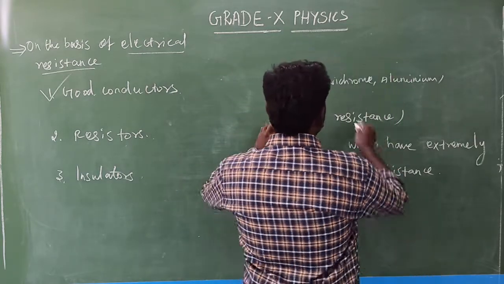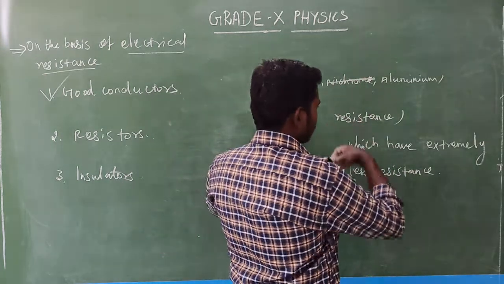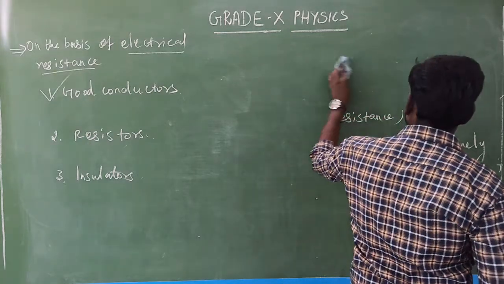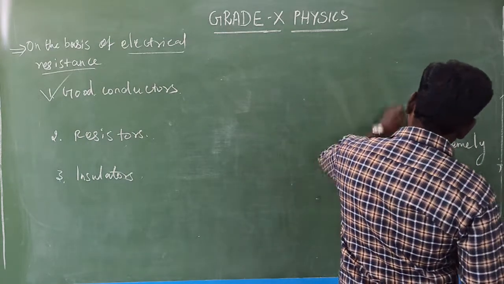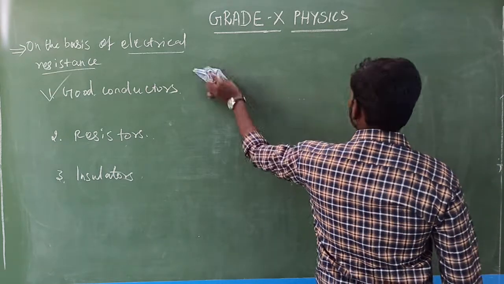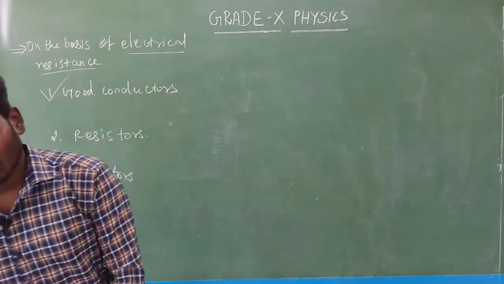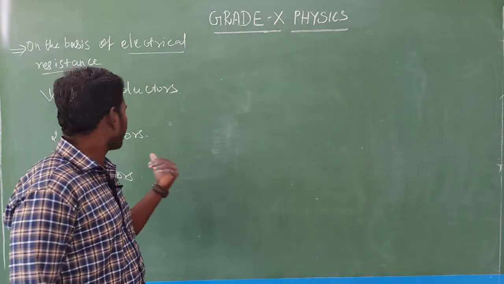Sorry, here there will not be nichrome. Nichrome will not be there because nichrome is one of the alloys. Sorry, nichrome will not be there in conductors. That is also a conductor, but it's not a very good conductor. It will be in the category of resistors.